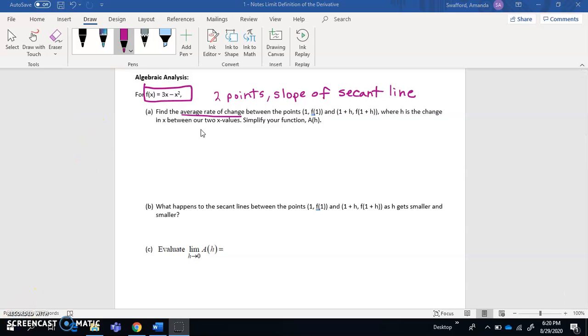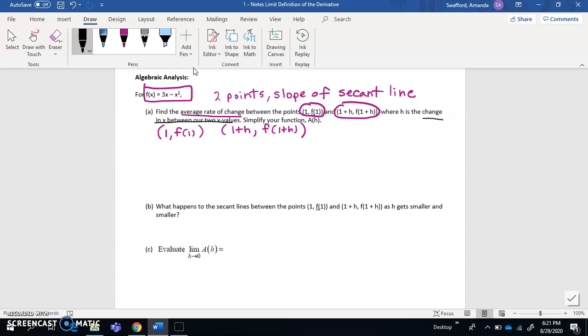Okay, so what I'd like for us to talk about is the slope between this point, 1, f of 1, and this point, which we're going to call 1 plus h, and f of 1 plus h. Now h is going to be defined as the change in x between two x values. So h is the change in x.